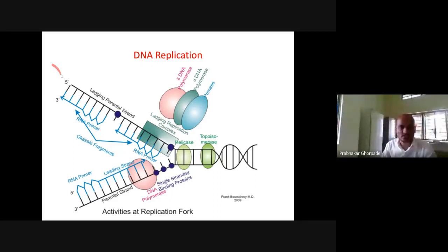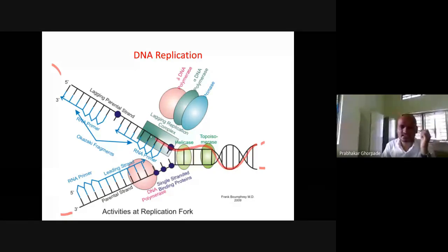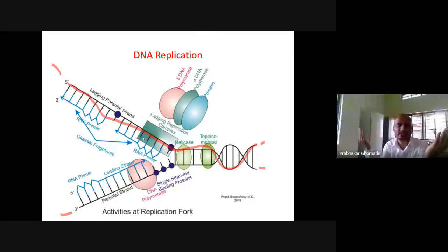This is one strand of the DNA, and this is another strand of the DNA. This is the double helical structure of the DNA, so one strand, two strands. One strand goes like this, and the other strand goes like this. Our aim is, from one double-stranded DNA, to make two double-stranded DNAs. So how will we make it? For that, we will need the RNA primer.